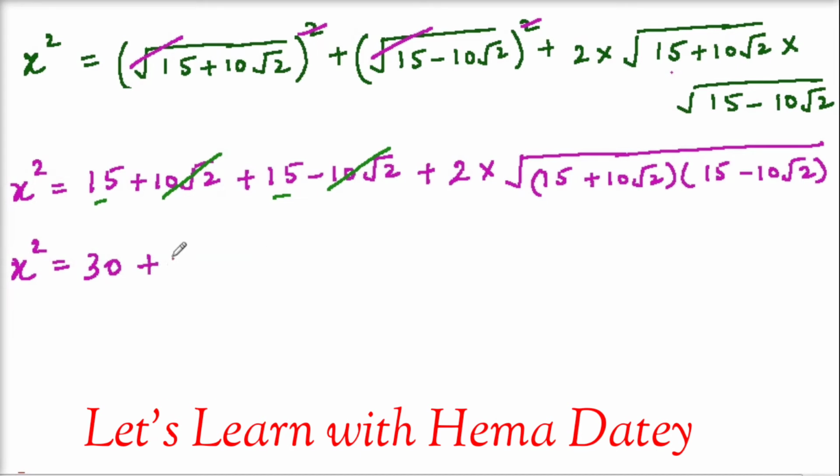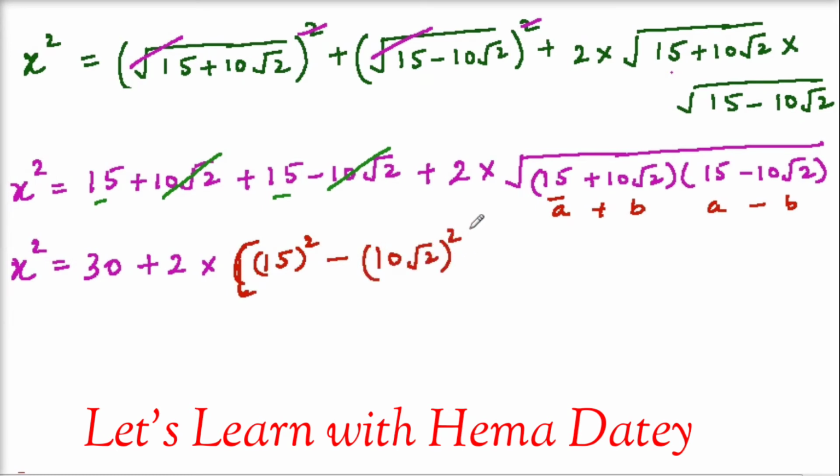plus 2 times, you can see under the radical sign a plus b and a minus b, this identity can be used, which is equal to a square minus b square. So we will write in place of a we have 15 square and in place of b we have 10 root 2, so 10 root 2 whole square. Let's write the identity we have used. A plus b, a minus b equals a square minus b square.